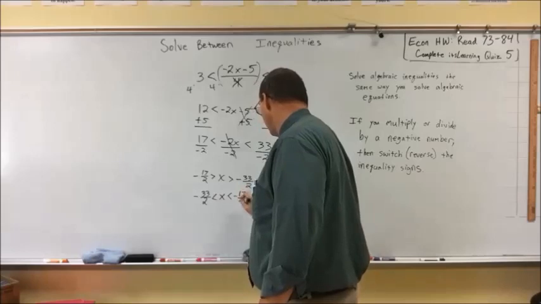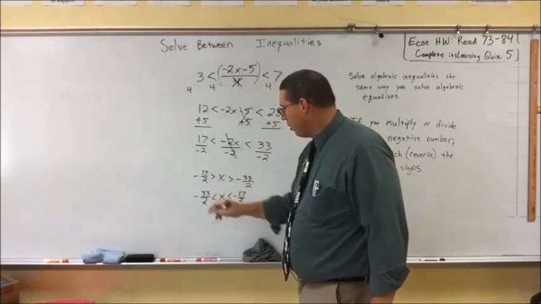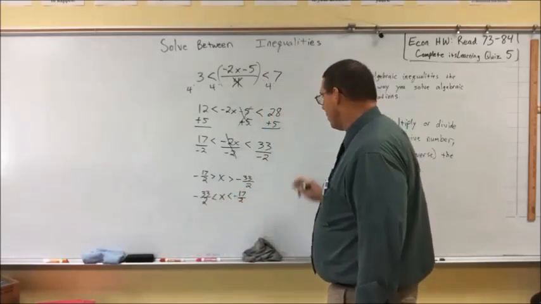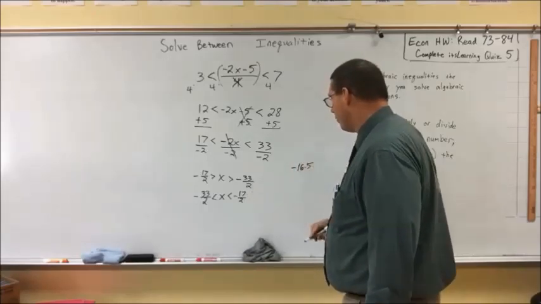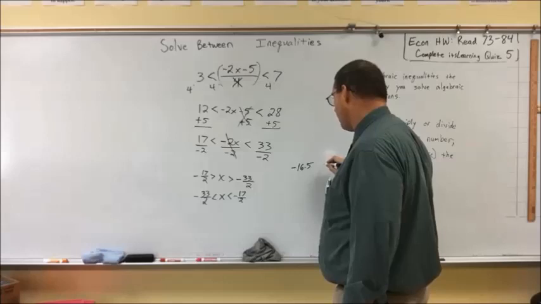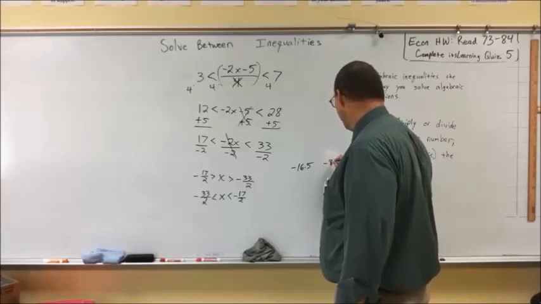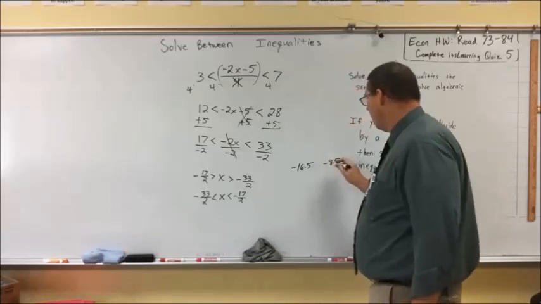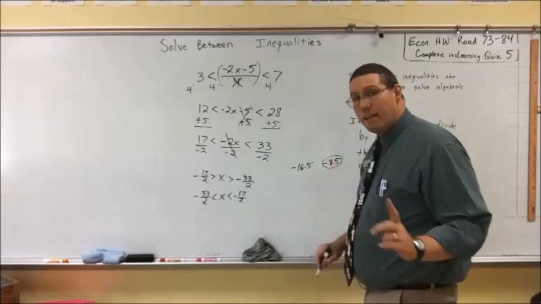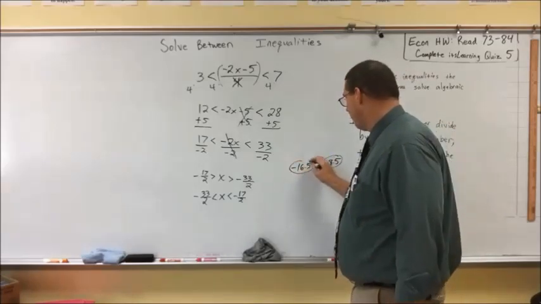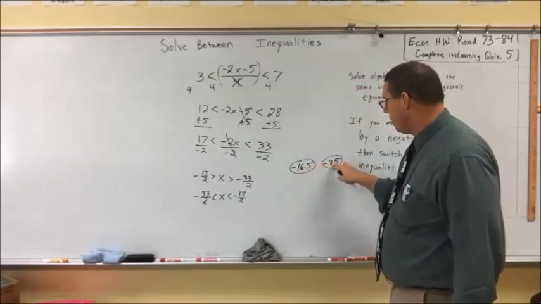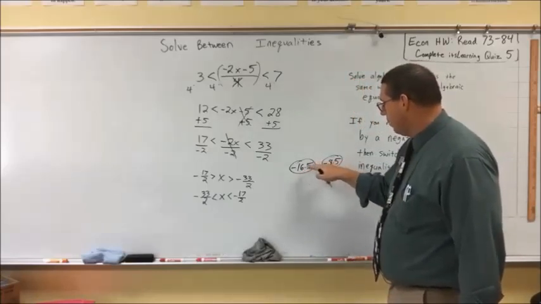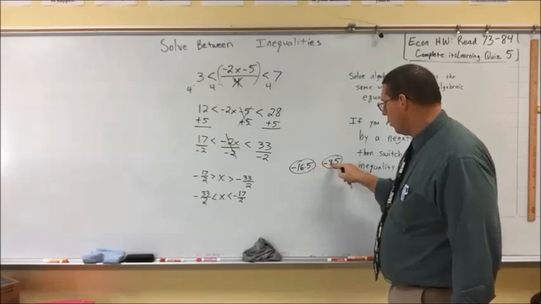And if you're not sure, let me show you. In decimal, negative 33 over 2 is the same thing as negative 16.5. Negative 17 over 2 is about the same thing as negative 8.5. And negative 8.5 is larger than negative 16.5. Negative 16.5 is more negative, so it is smaller than this number. That's why x can be larger than this number, but smaller than this number.